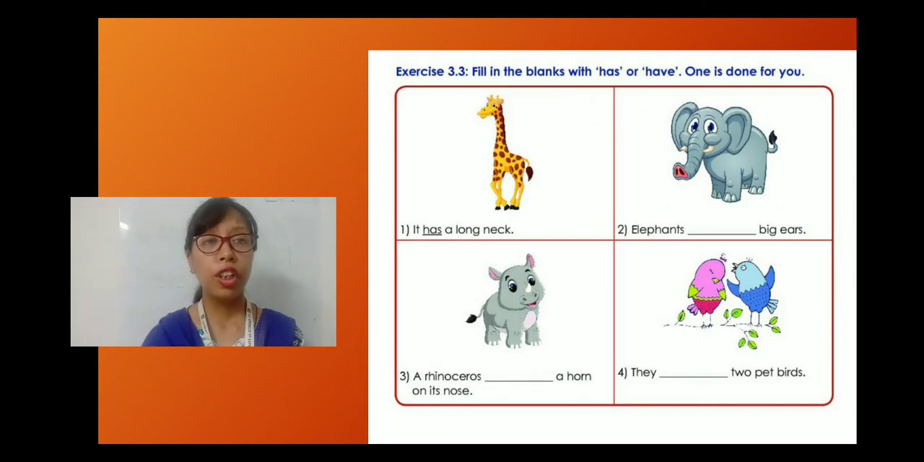Now let us do number 2. Elephants dash big ears. Now as you can see here, the elephant has s. That means it is a plural, right? Elephants. Elephants dash big ears. So what can we write here? When there is plural, what do we use, has or have? Yes, we use have. So elephants have big ears. In the same way, you are going to do the other part. I will be sharing the answers in my next class.